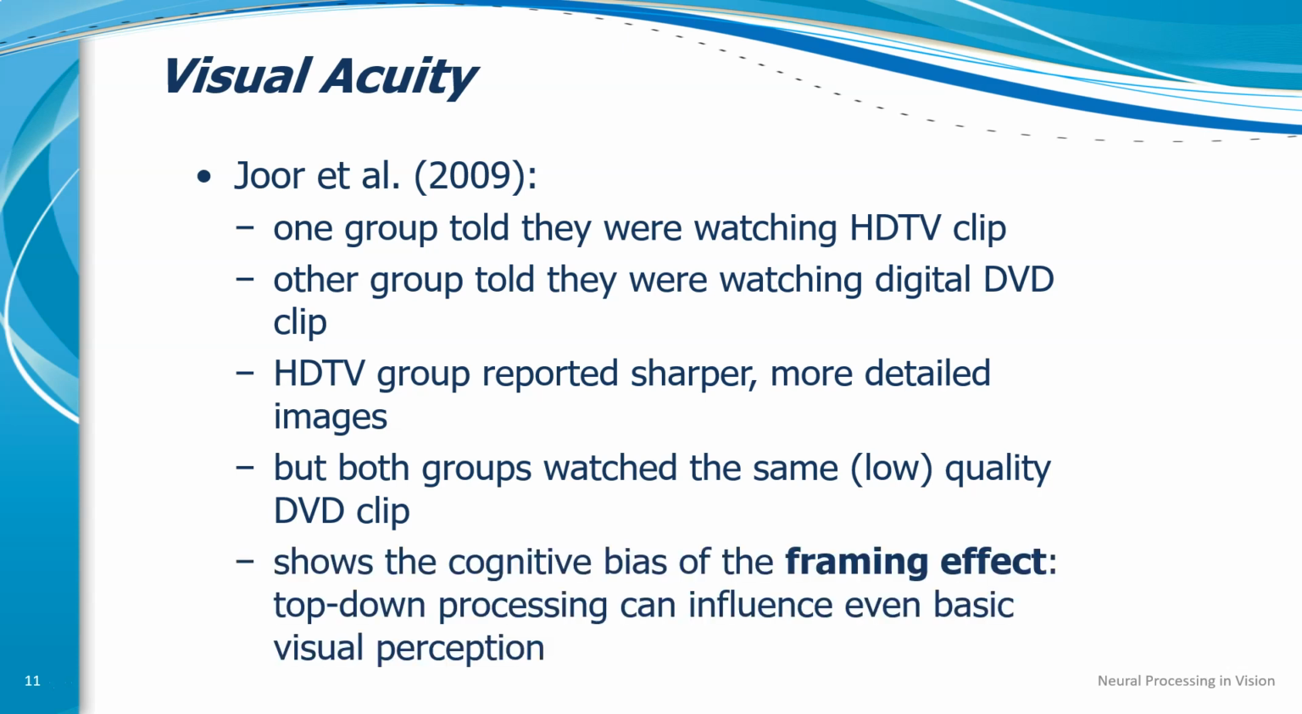So just a bit of an aside, this shows a particular cognitive bias called the framing effect, in which top-down processing can influence something as basic as visual perception. So if you've got a TV and you're on a budget, it's not the greatest TV, just tell people it's an 8K, and they might actually believe you.